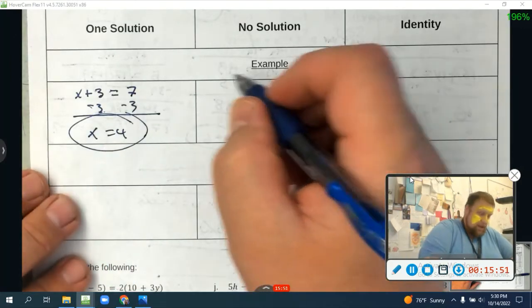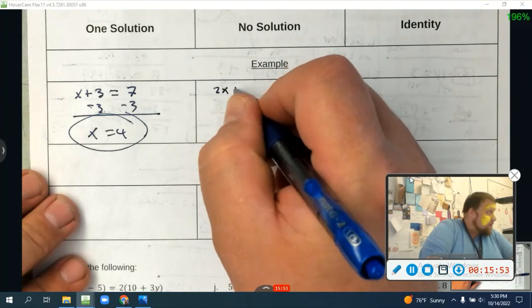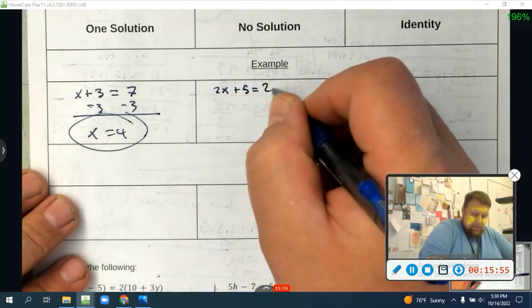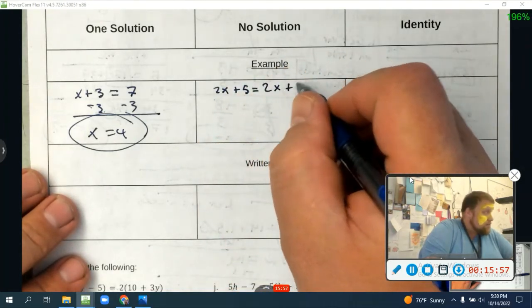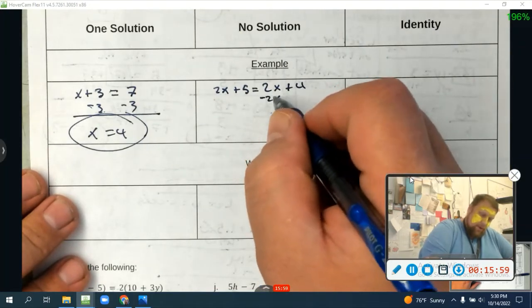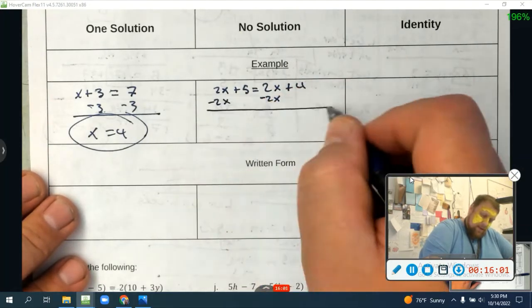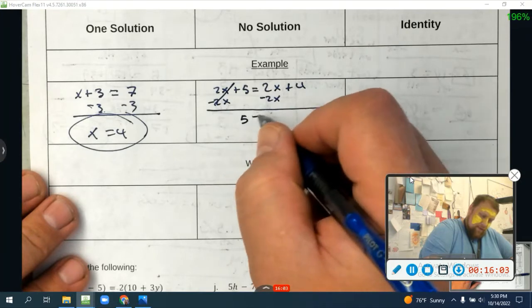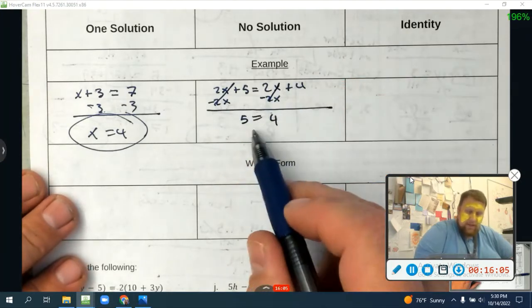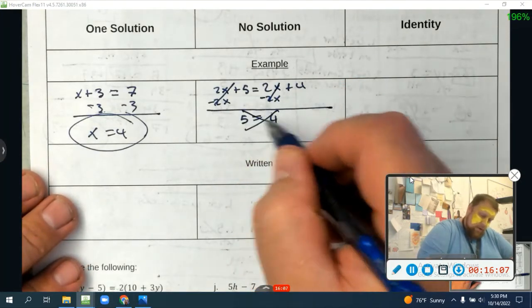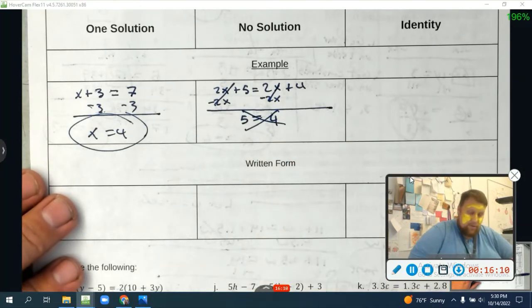What if, on the other hand, I have 2x plus 5 equals 2x plus 4? When I subtract 2x from both sides, look what happens. That's gone. I'm left with 5 equals, that's gone, 4. Does 5 equal 4? No. This is no solution. 5 does not equal 4.